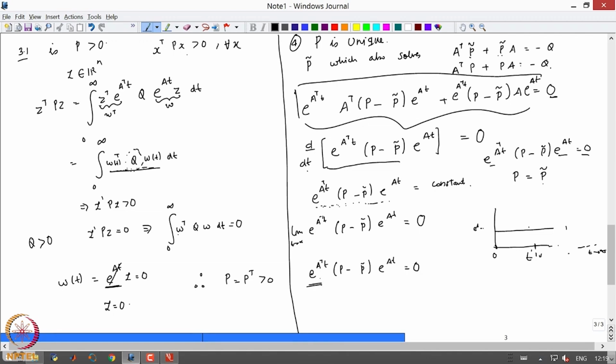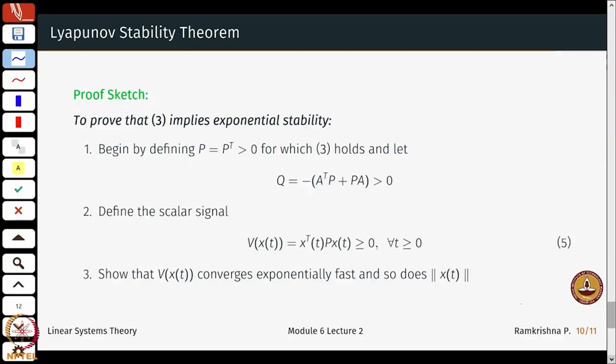I started with the assumption that the system is exponentially stable, and then I proved condition number 4. Now, if this is 0, then I know that P is equal to P tilde, and therefore P is not only the solution, it is also the unique solution, in addition to satisfying the property of being symmetric and positive definite. Okay. So, that was the proof of this.